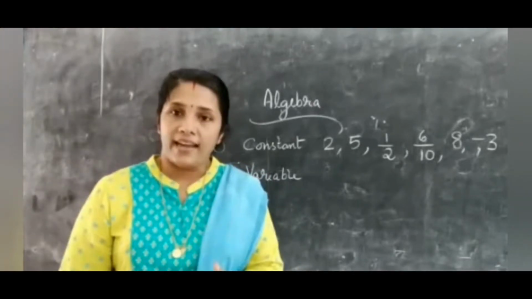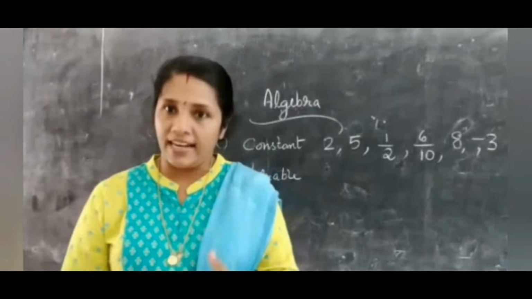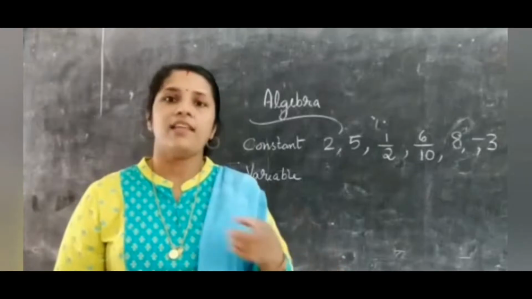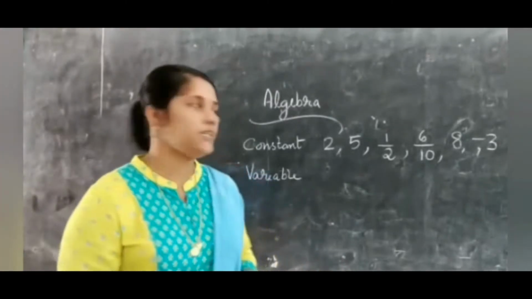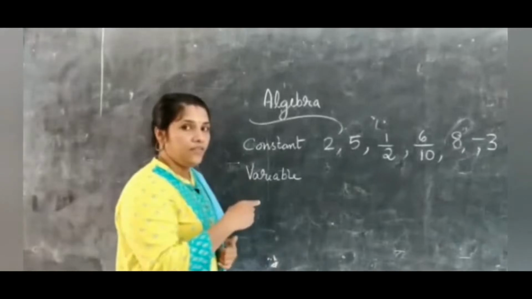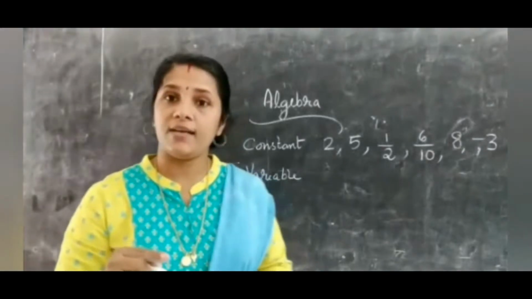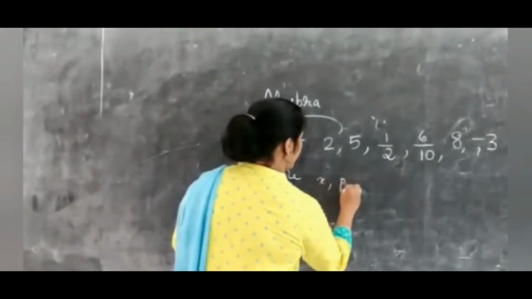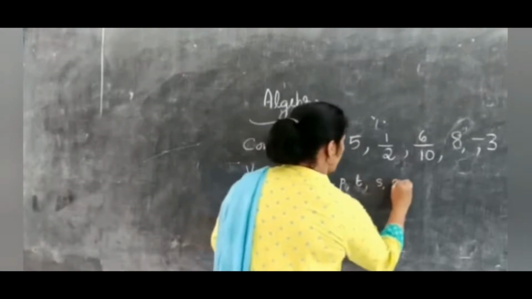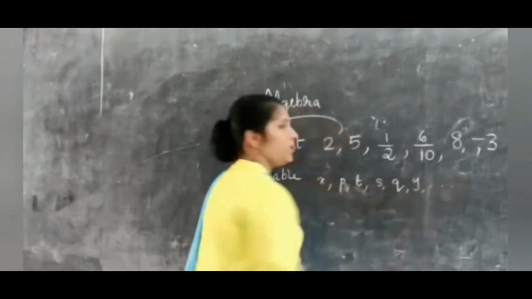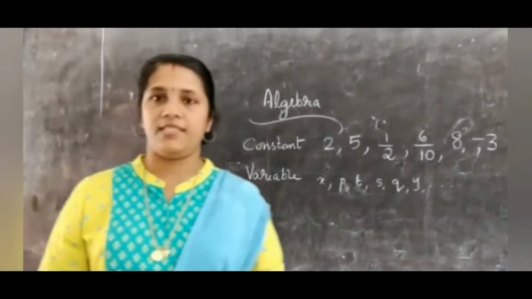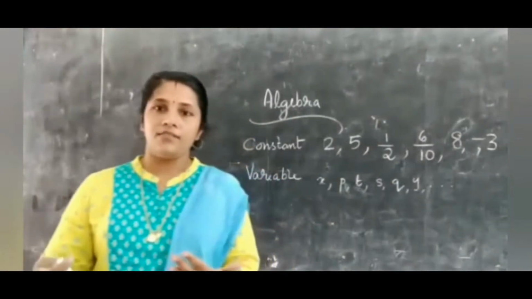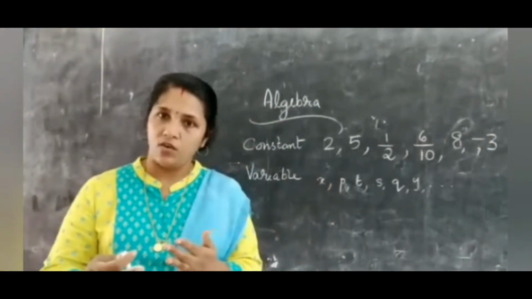Variables means it can take different values. The values are varying, and hence the name variables. In the previous examples, we have seen some variables. We have taken some variables, say x, p, t, s, u, y, etc. All these are variables. A variable does not have any fixed value. We can give any other value to the variable, depending on the situation.